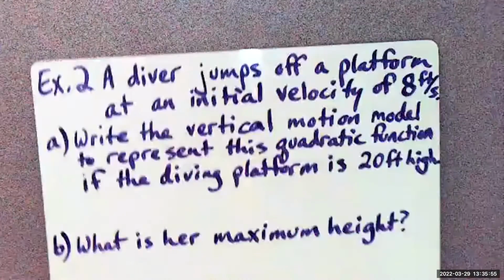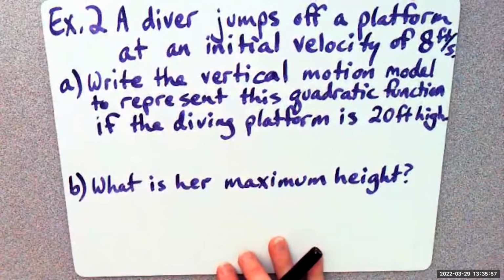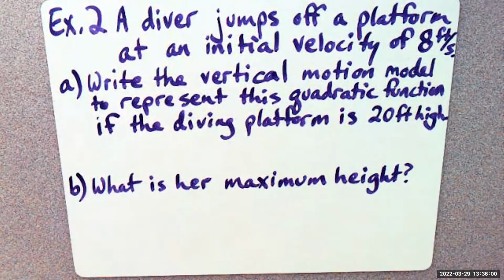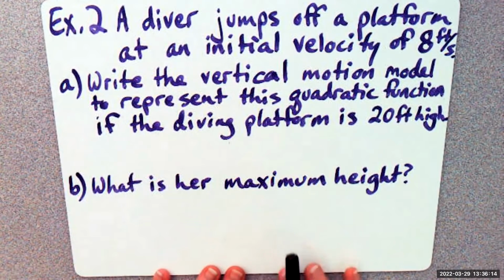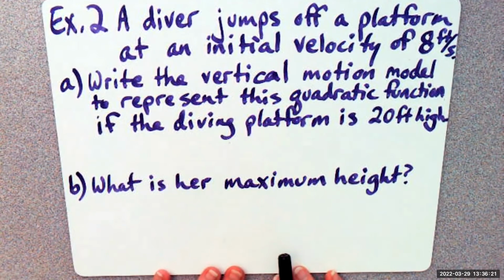All right, so let's do something near and dear to my heart, which is diving. I used to love being a diver in high school, and I started a diving team at one of the high schools I taught at. So a diver jumps off a platform at an initial velocity of 8 feet per second. Write the vertical motion model to represent this quadratic function if the diving platform is 20 feet high.